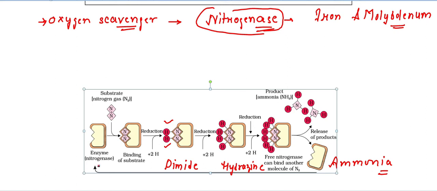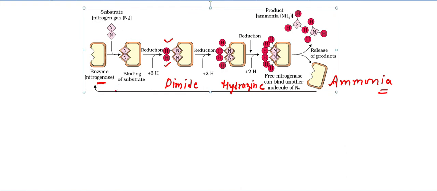Here the enzyme nitrogenase works, and the protein present contains iron and molybdenum, and the ammonia formation takes place through these steps. Now the reaction you can write. How can you write the reaction? Like this.